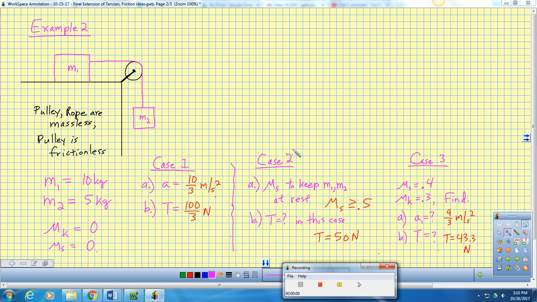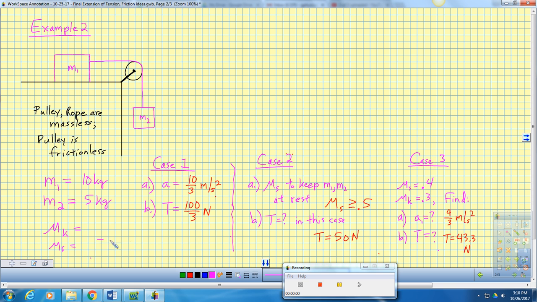We're back to do case 2, problem example 2, case 2. These are the answers I've already got listed, so that's where we're going to end up, I'm hoping. But here's the deal. In case 1, we said that mu k and mu s were 0, so we just wanted a frictionless surface.